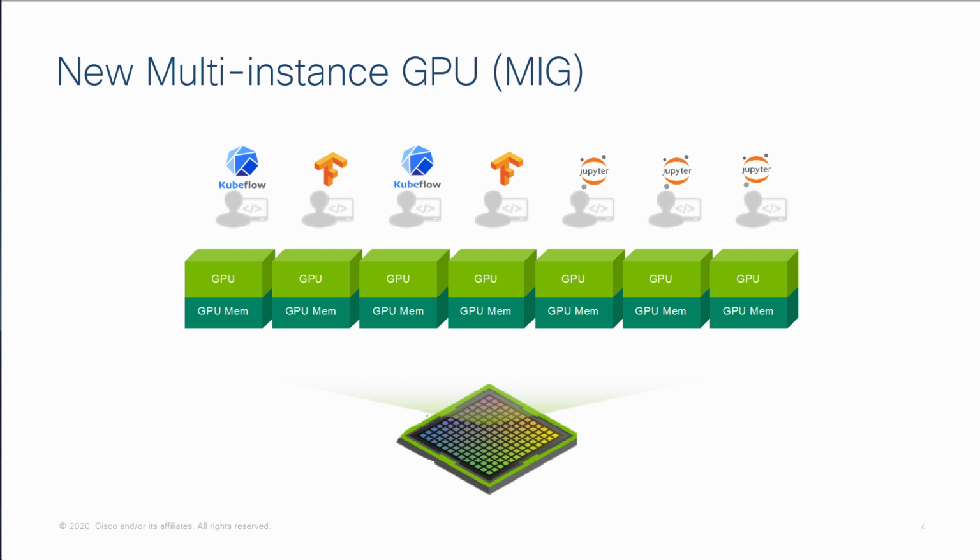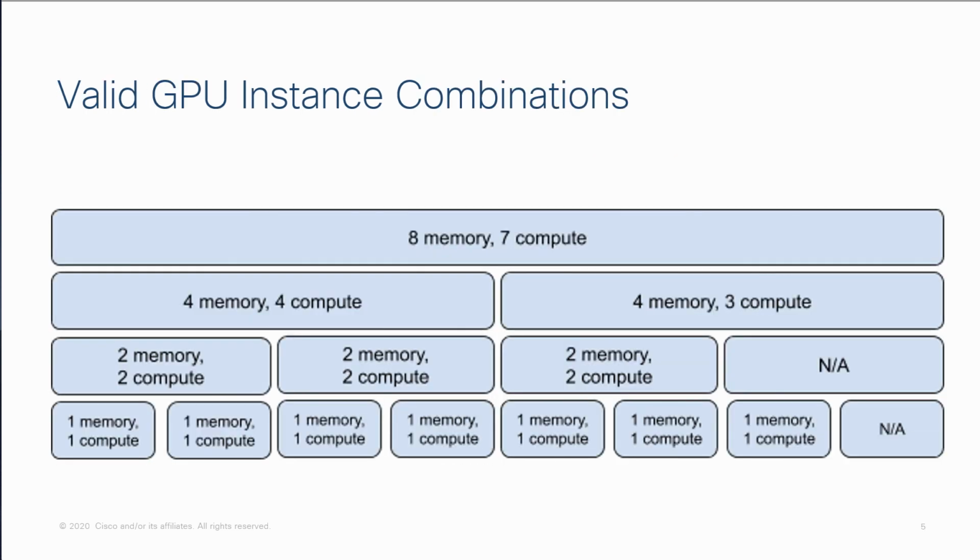You can also have diverse deployment environments as it will be supported with bare metal, Docker container, Kubernetes, and virtualized environments. These are some of the valid GPU instance combinations possible on a single A100 GPU. A GPU instance can be subdivided into multiple compute instances. Let's take a look at how to enable MIG on NVIDIA A100 GPU.